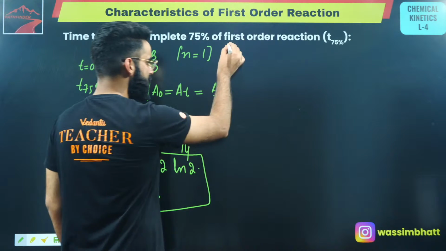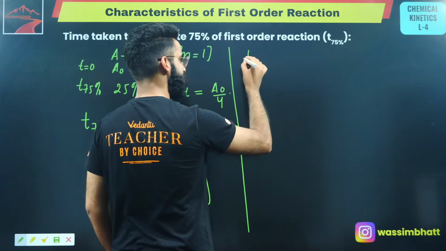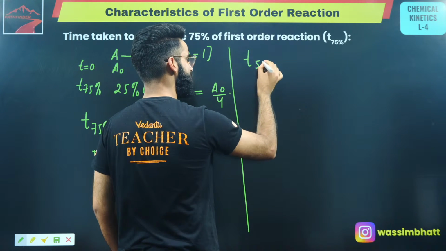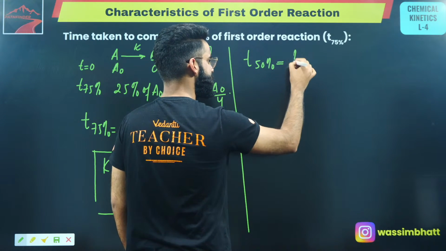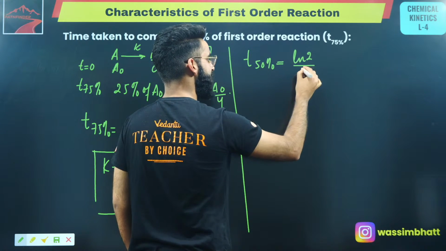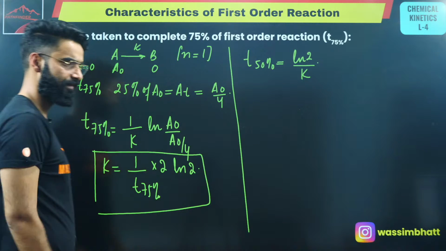Few minutes back, we derived the half-life for the first order reaction. I can say half-life of the first order reaction, which is represented by T 1 by 2 or T 50%, is equal to ln of 2 divided by K. This is something which we know.